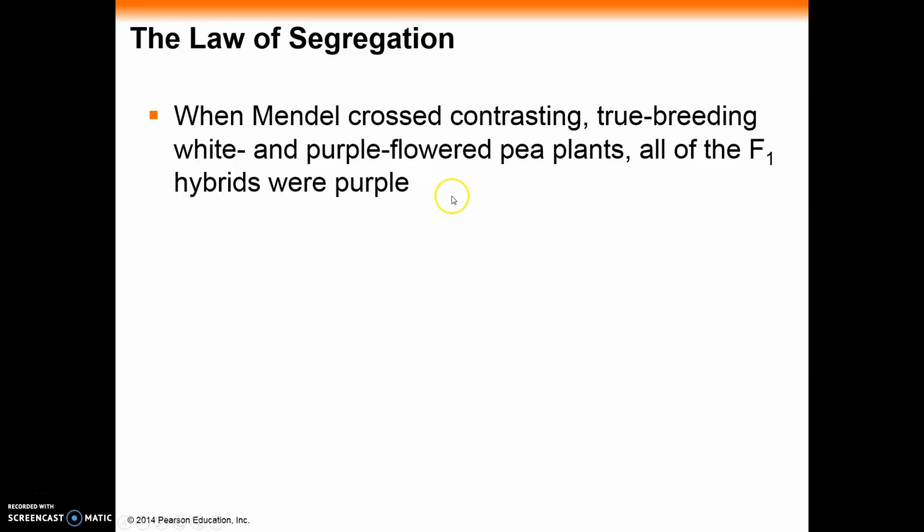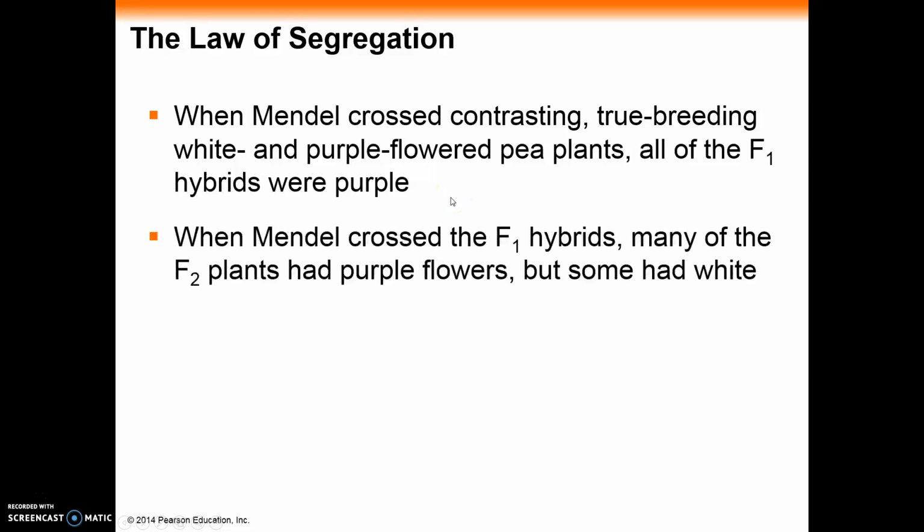But there's something funny that happened when he went to the F2 generation. If you allowed those F1 hybrids to self-pollinate and looked at the F2 generation, you'd recognize that there were some purple flowers, but a very small percentage had white. So now, with two generations past, you could all of a sudden see one of the characteristics, or the particular trait, of this white flower coming back.